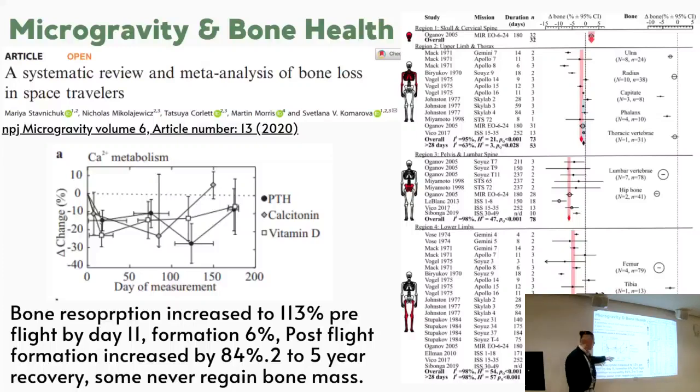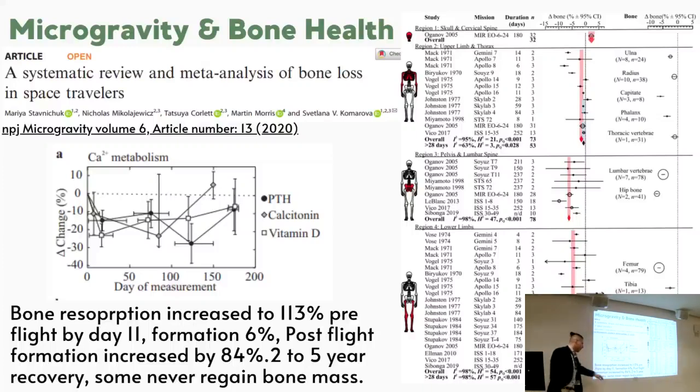Now, I should mention these markers, these lines here, that's the standard deviation, that's the range. So some people are not seeing a drop, other people are seeing a drop. But the story on the whole is, we're seeing a reduction in vitamin D, we're seeing a reduction in the calcitonin, we're seeing a reduction in the parathyroid as well.